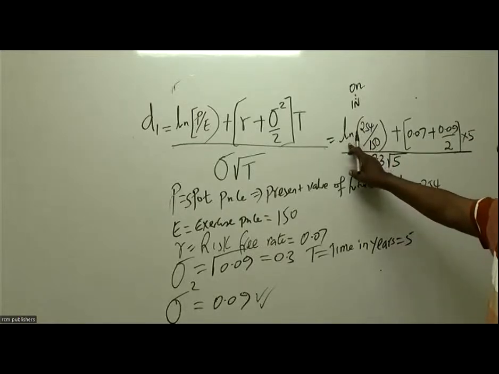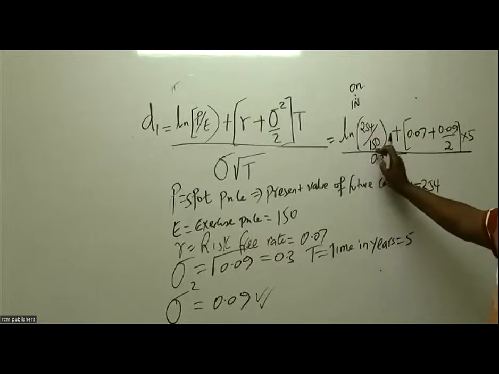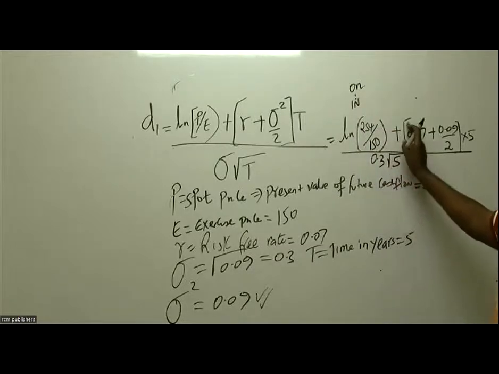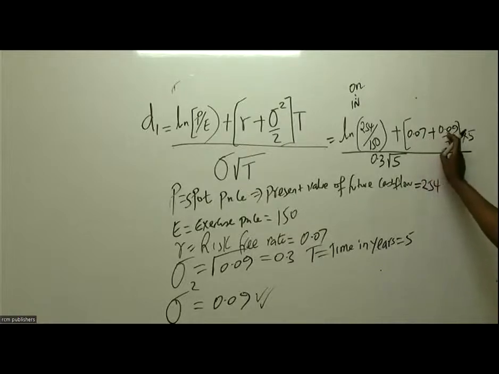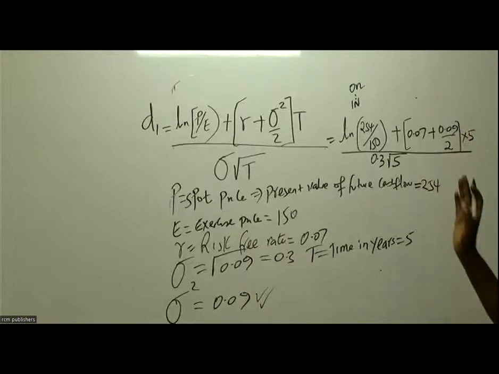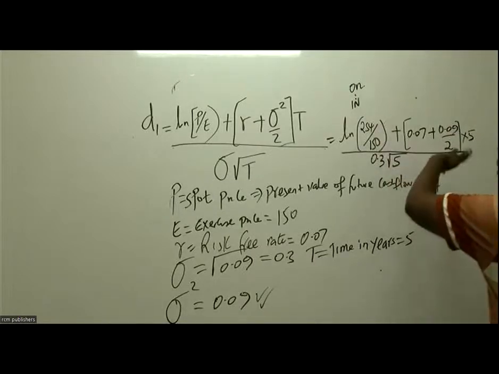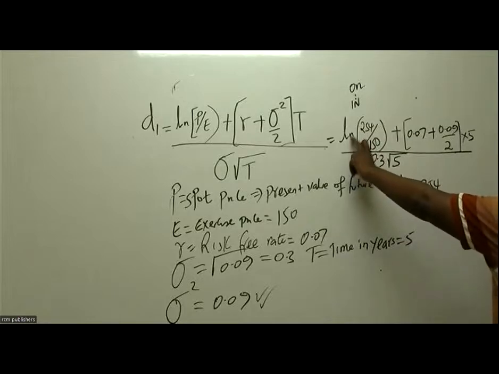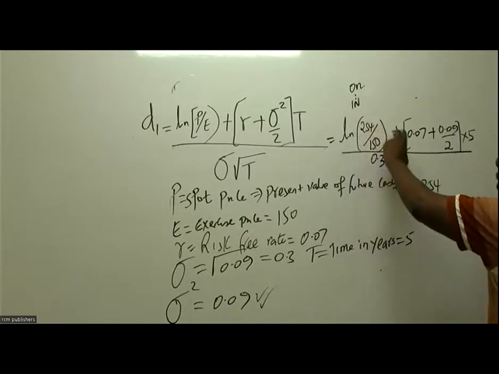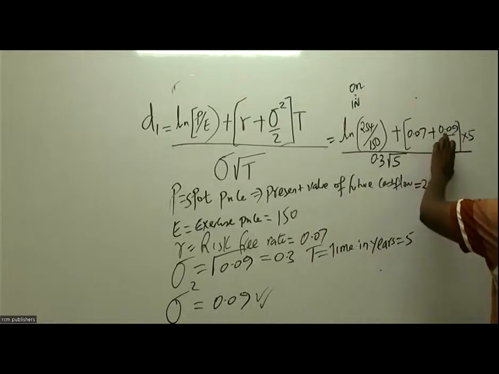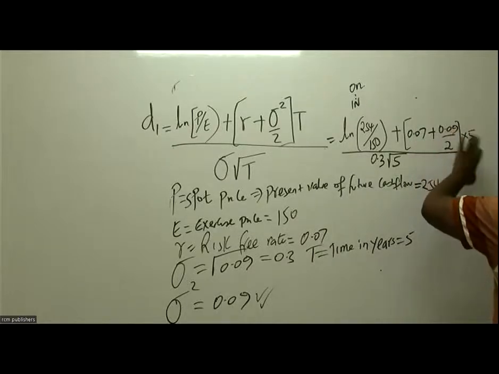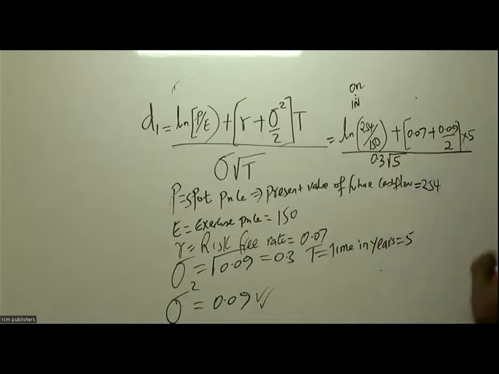So press ln, open brackets, 254 over 150, close, plus, open bracket, 0.07 plus 0.09 divided by 2. You close, you say times 5. Give me the answer at once. Remember here, we don't say equals in between. You simply say ln, open brackets, 254 over 150, you close, plus, open bracket, 0.07 plus 0.09 divided by 2, without saying equals, you close, times 5, and then you give me the numerator.